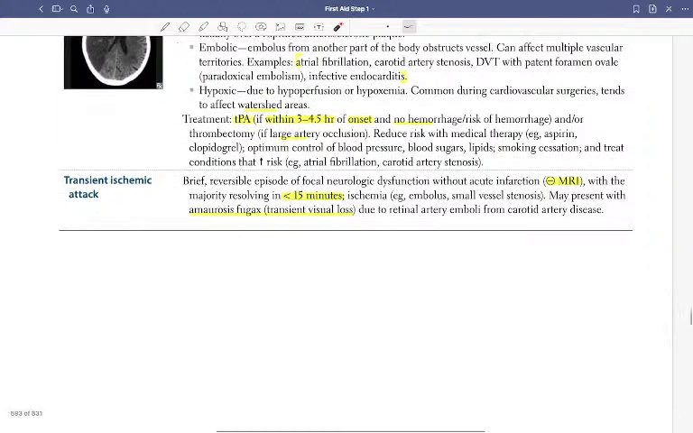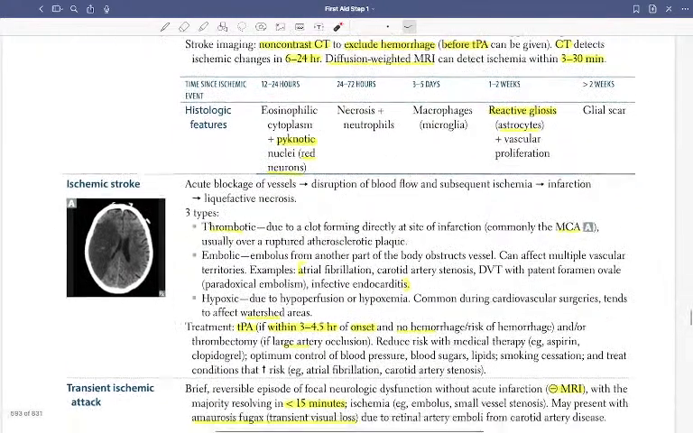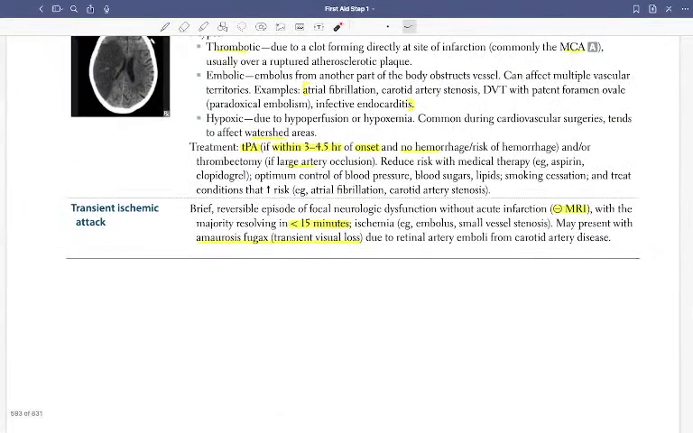Next is tPA. It is used if within 3 to 3.5 hours and no risk of hemorrhage, given within 3 to 4.5 hours. So fine. We had a 4-hour window, right? There is a flowchart, three flowcharts in BTR, MAMS BTR.